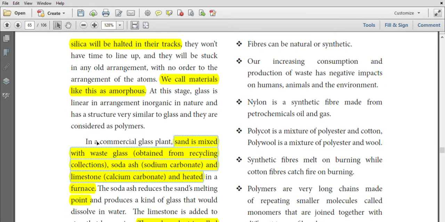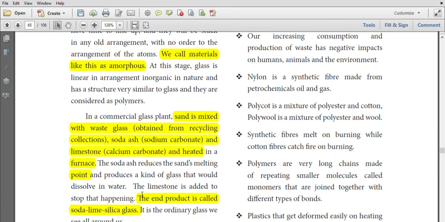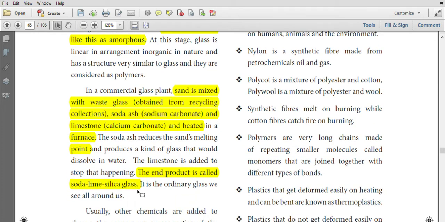Sand is mixed with waste glass. Soda ash and limestone are also added to make glass. Soda ash is sodium carbonate and limestone is calcium carbonate. They are heated in a furnace, and we get glass. The end product is called soda-lime-silica glass.